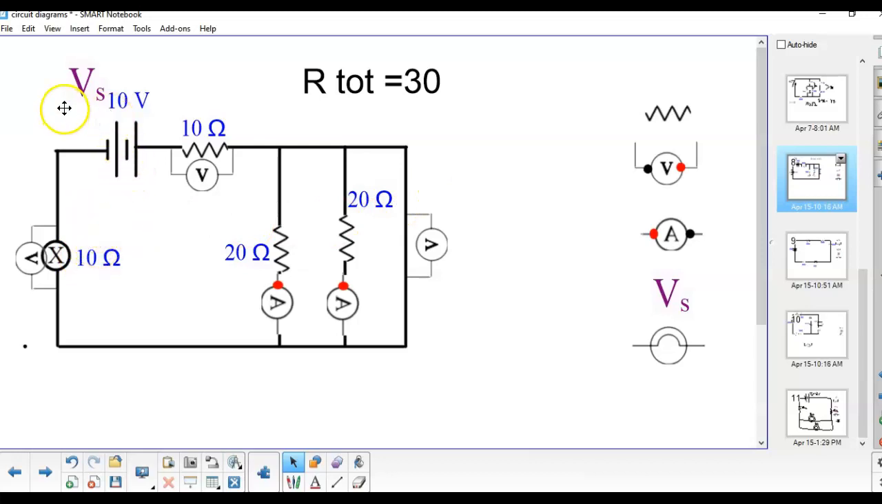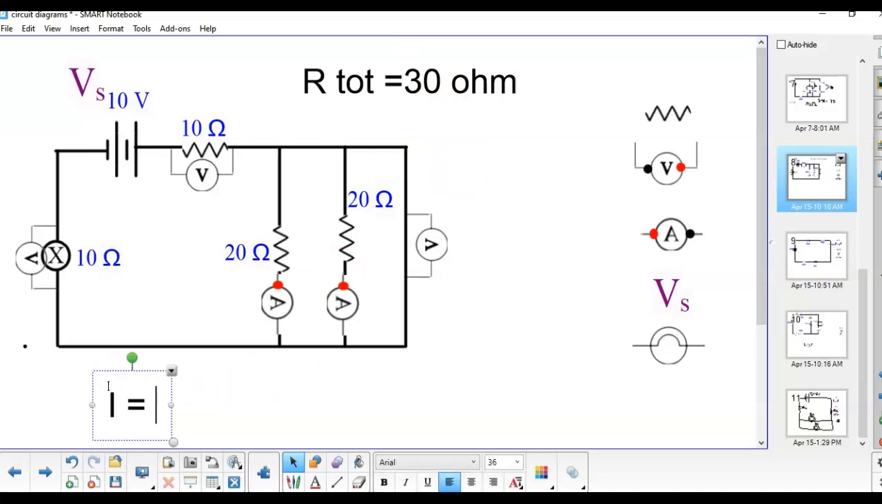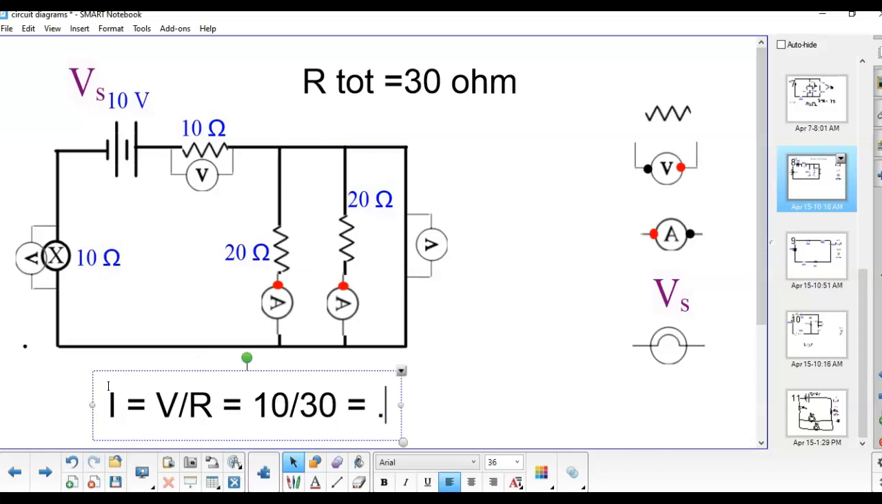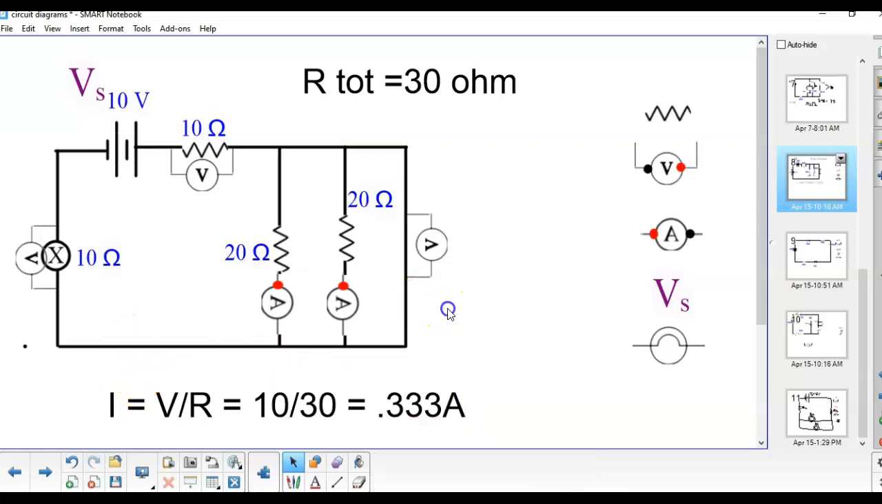Now, when we do that, we have a 10 volt source divided by the 30 ohms that we have here. So we're going to find out that the current is going to be 10 divided by 30, and that's going to give us 0.333 amps. Okay?